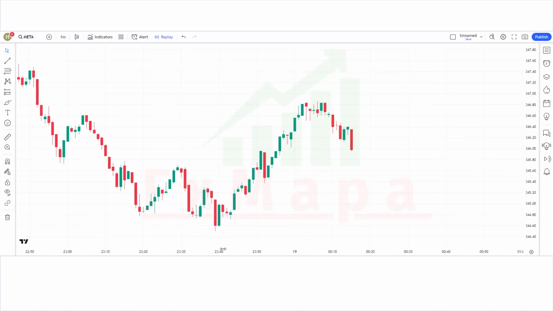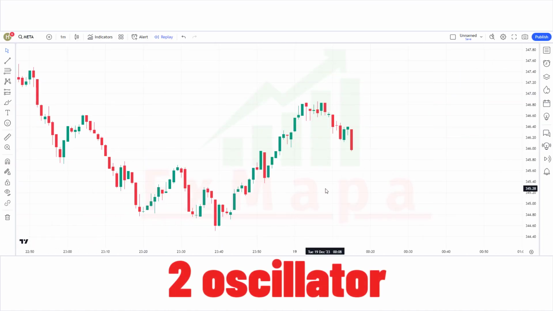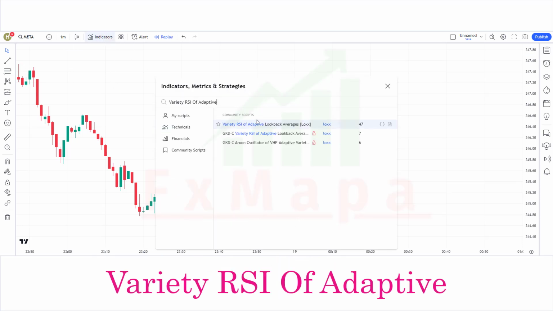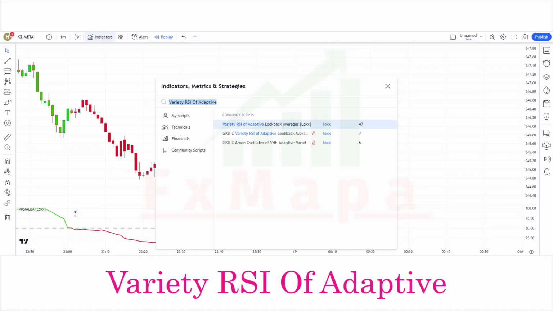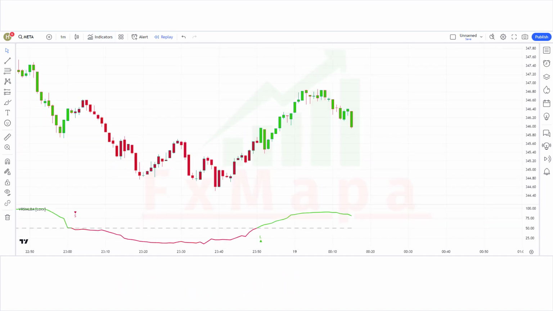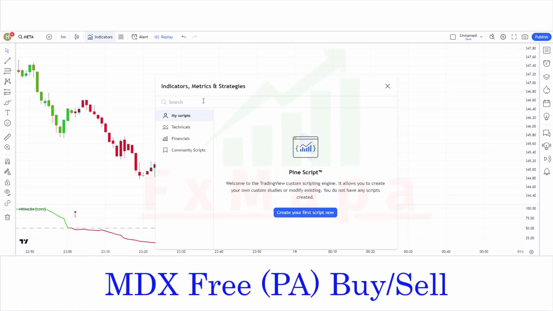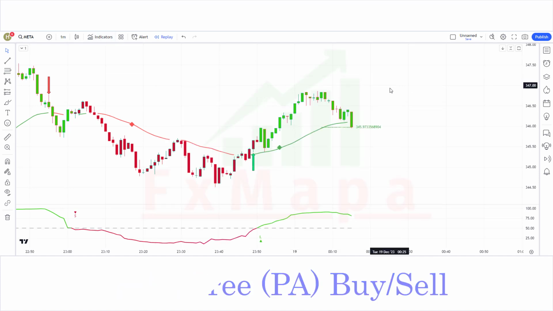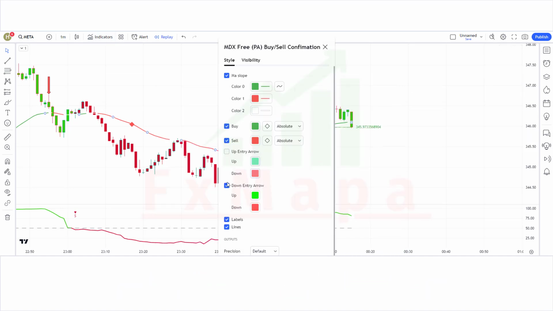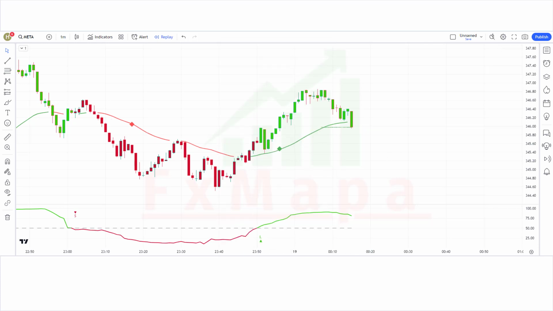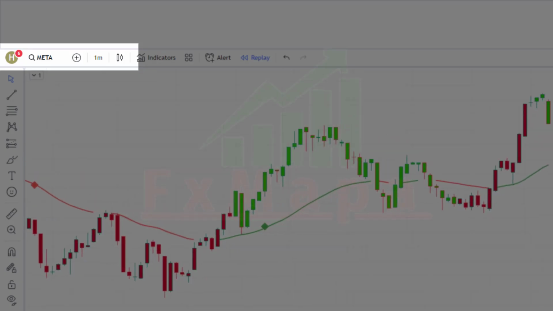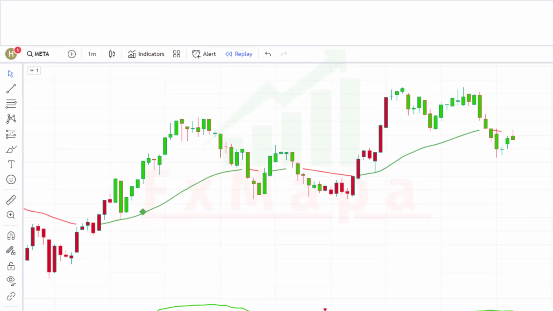So let's get started. In this setup we would require two oscillators. First indicator name is Variety RSI of Adaptive. Second indicator name is MDX Free PA Buy Sell. Keep the indicator settings as I have shown here. Setup is ready. We are going to test this strategy on the 1 minute time frame in MetaChart.